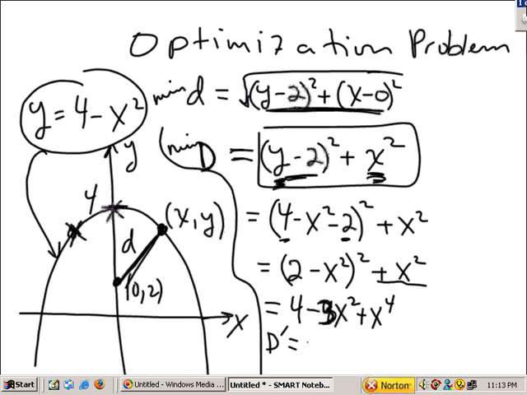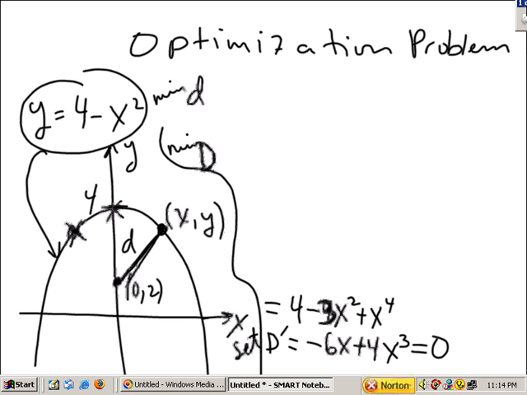D prime is negative 6x plus 4x cubed. That is what D prime equals. And we want to set D prime equal to 0. D prime does not equal 0. It equals negative 6x plus 4x cubed. So you should write, you want to set it equal to 0. Okay, let's get rid of a lot of stuff on the top, and then we'll continue finding when this first derivative is 0.